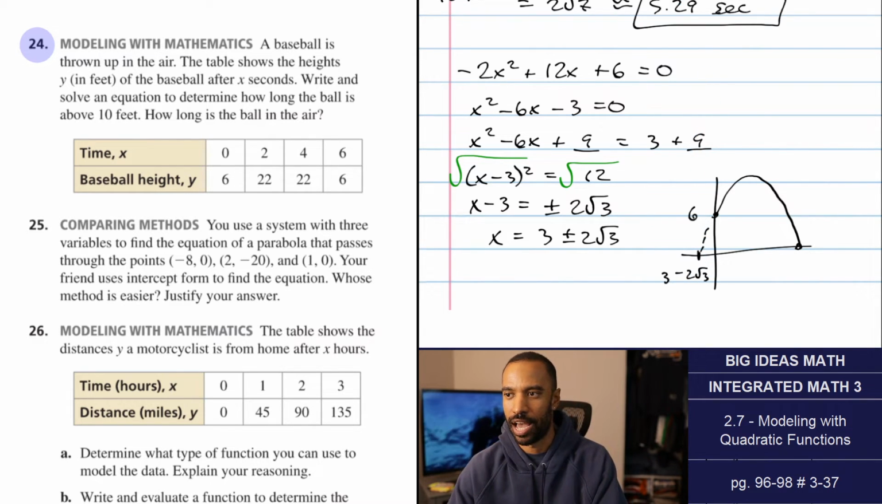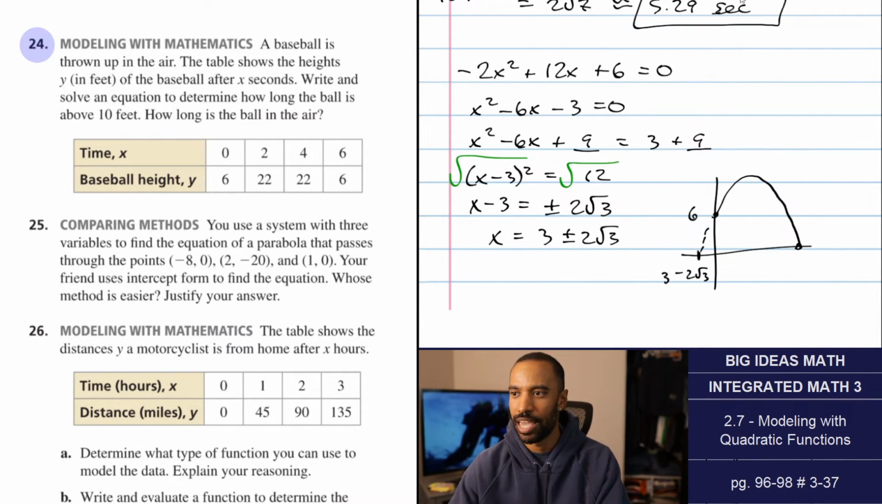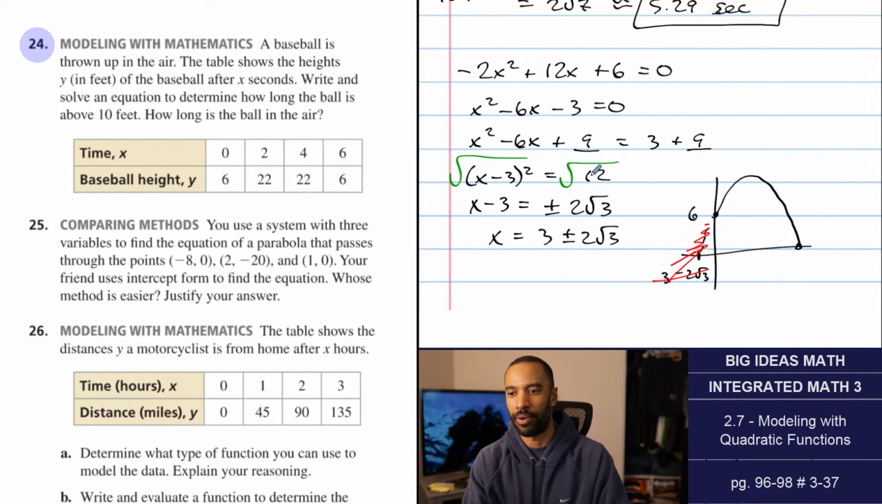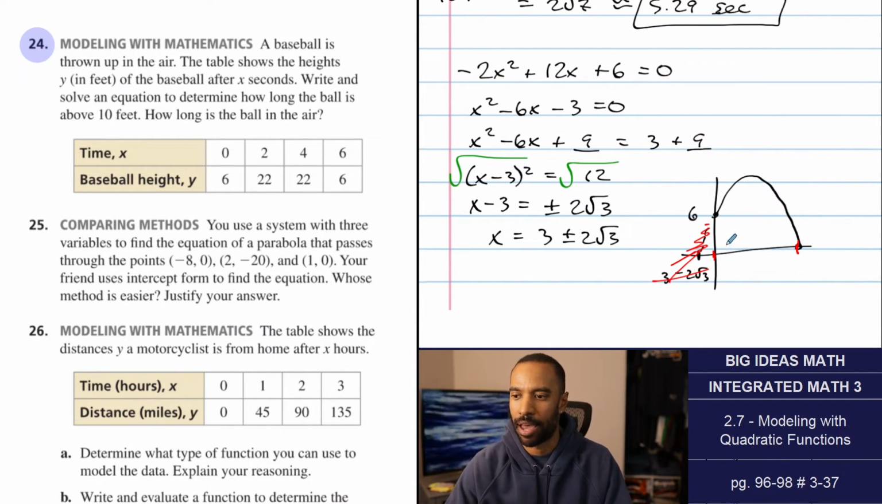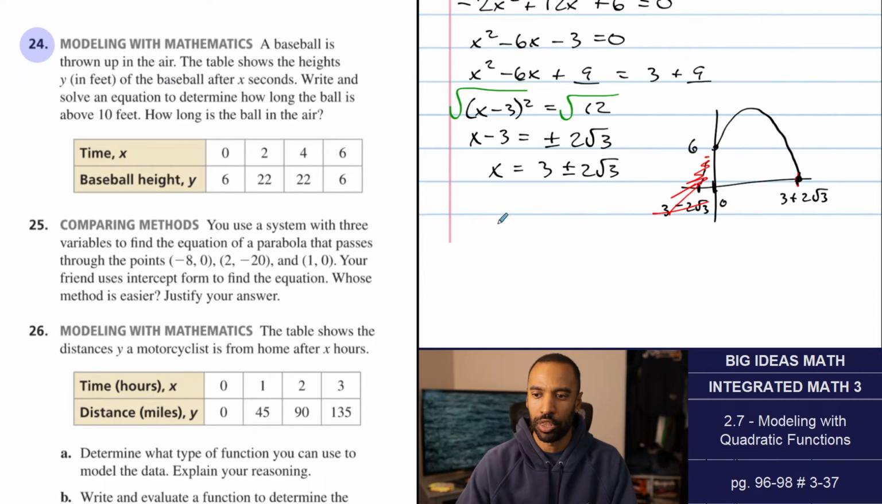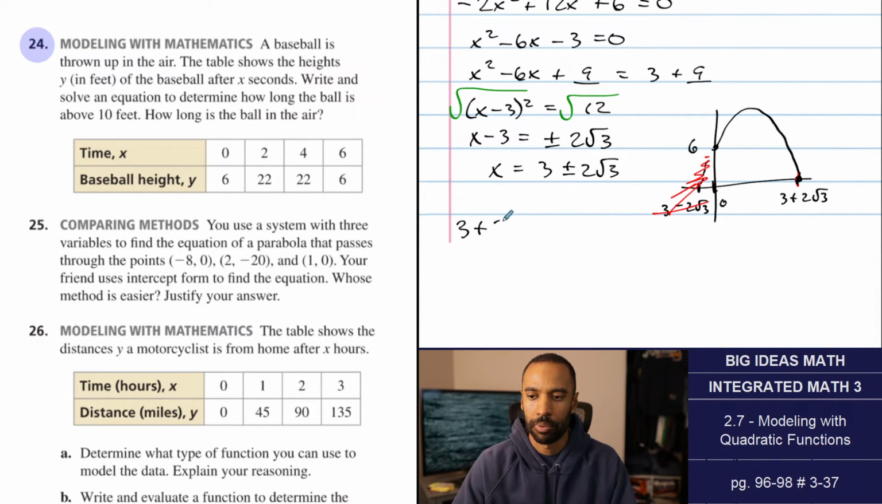This number means nothing to us. Anything on this side of 6 is diddly squat to us. Nothing, nothing, nothing, nothing. All we really care about is the 3 plus 2 root 3. From time 0 to time 3 plus 2 root 3 is all that matters. I probably shouldn't be using red for that. Here's 0, and here's 3 plus 2 root 3. So my answer will be 3 plus 2 root 3.